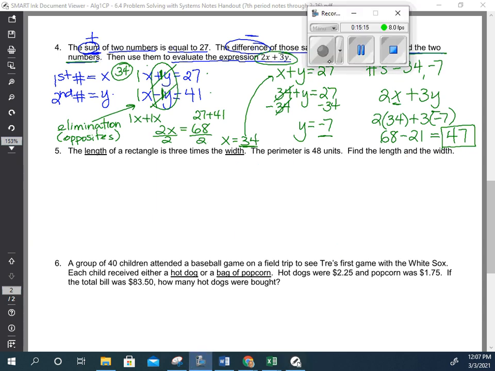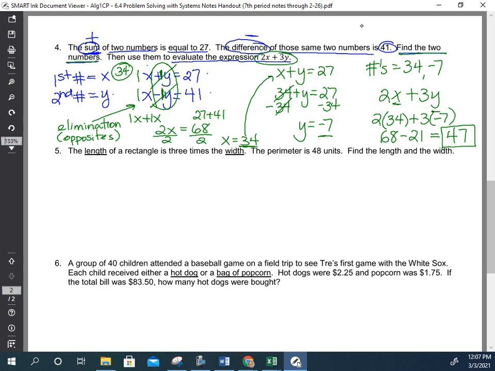Example 5. Just like example 4, I'm going to annotate it as if I was the one doing the problem. The length of a rectangle is 3 times the width. The perimeter is 48 units. Find the length and the width.